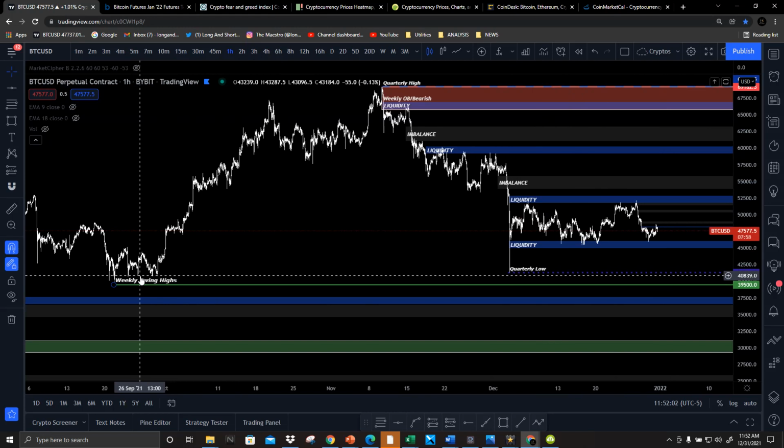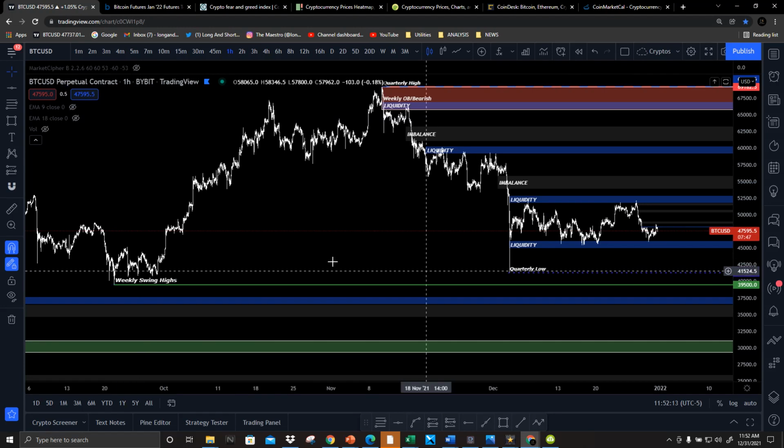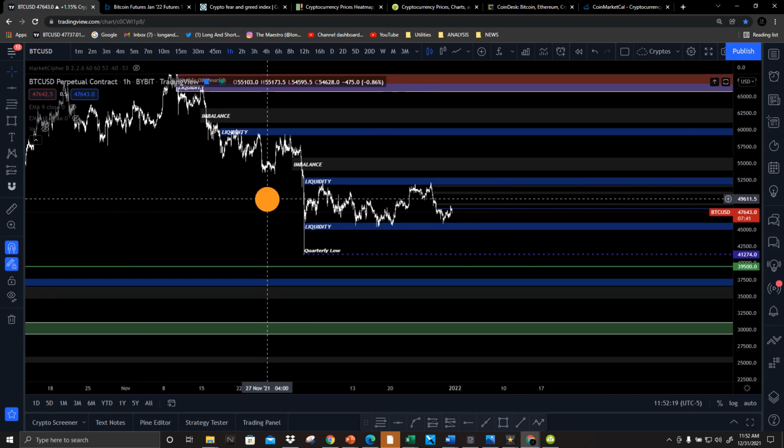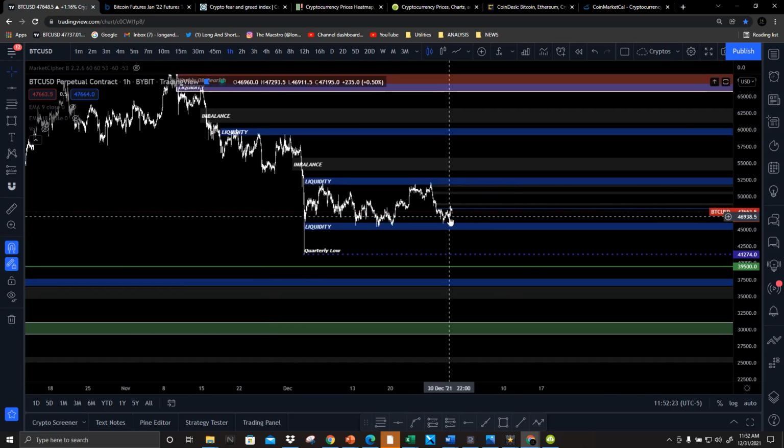Now, what has everybody been saying? Oh, if it drops below 40K, I'm selling it all. Guess who you'll be selling it to? Institutions who bring the price here to break this liquidity, hit the weekly swing low, and then push higher. That's what I think may happen in the beginning of January, okay?